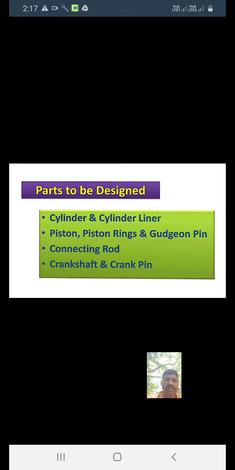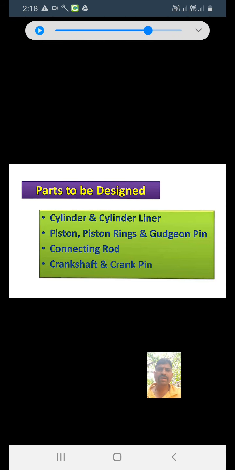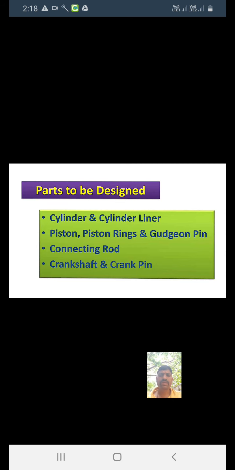In yesterday's lecture, we have seen the design of IC engine components. We have seen the parts to be designed in the IC engine. The main components are cylinder and cylinder liners, piston rings, gudgeon pin, connecting rod, crankshaft and crank pin. Again, we have seen the cylinder liners have two types: wet liners and dry liners.